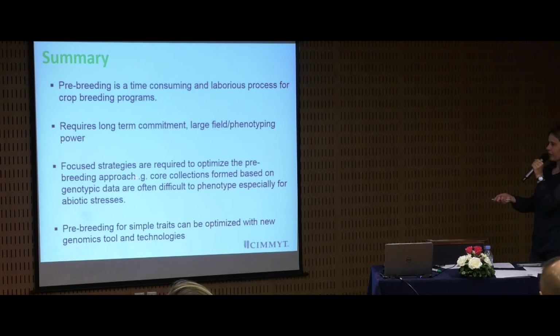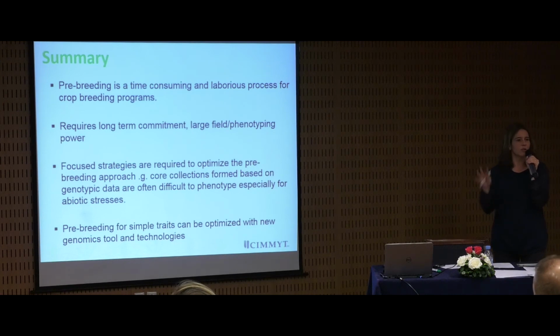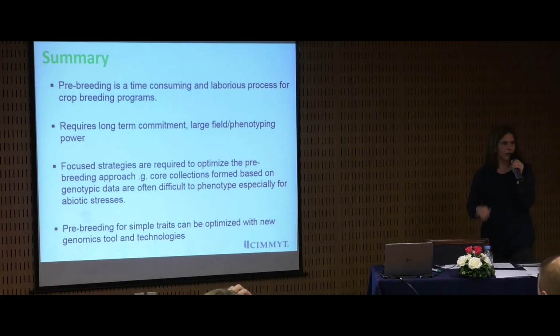Some of the core collections, especially those identified with genotyping, you can create the most diverse and highest-quality core collection, but that's probably not a collection you can phenotype. They vary so much in phenology, etc., that it's very difficult. So pre-breeding for simple traits, I think, can still be heavily optimized, using speed breeding and the new marker technologies.